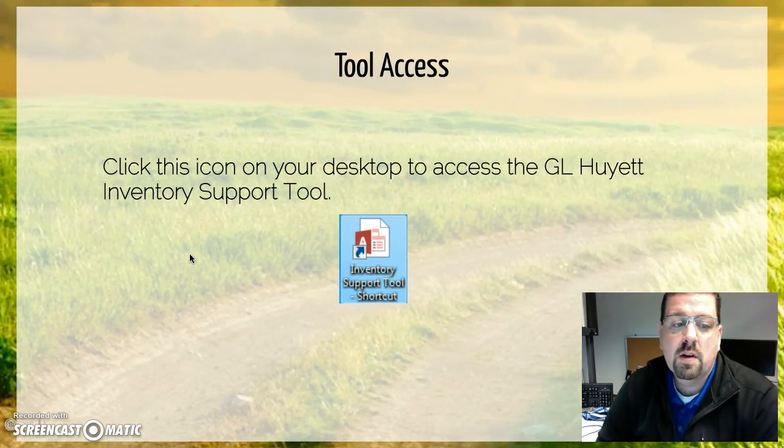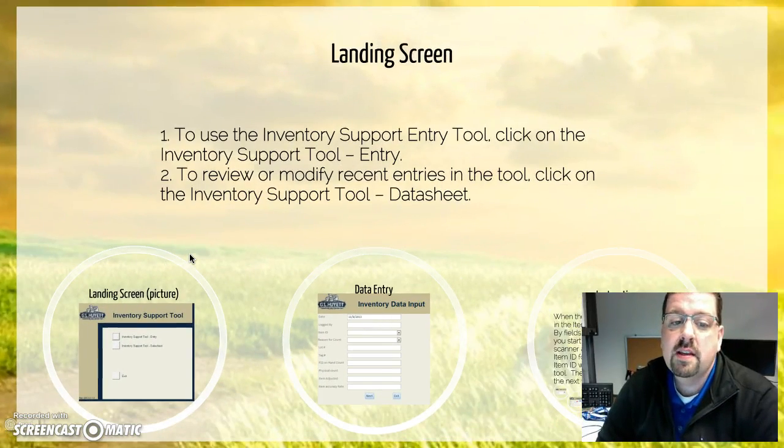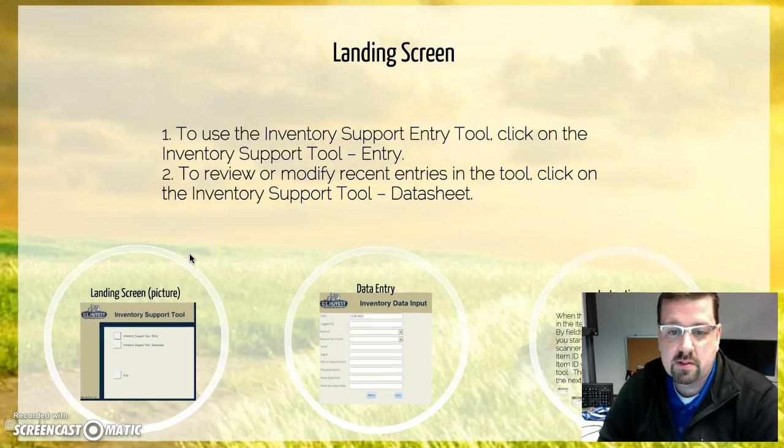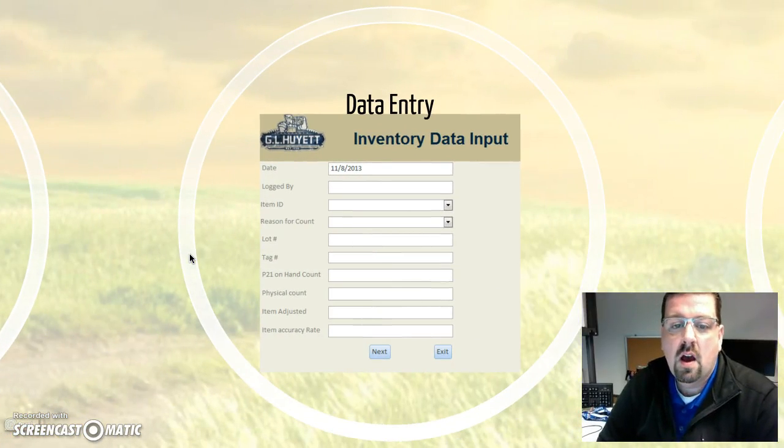All right, this was a tool in Access. We call it the GL Hewitt Inventory Support Tool. That's the icon that we're using for it. To use the support tool, we basically open it up. You go to a landing page, and on the landing page you have a couple of choices. Those choices are the inventory control tool entry and then the data sheet. They both have two very specific reasons why they exist. Let's find out why.